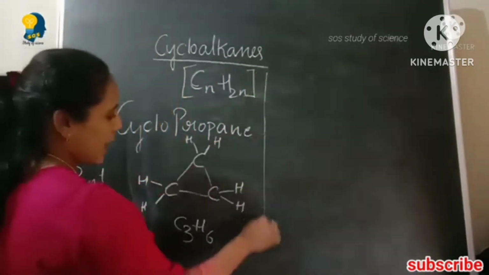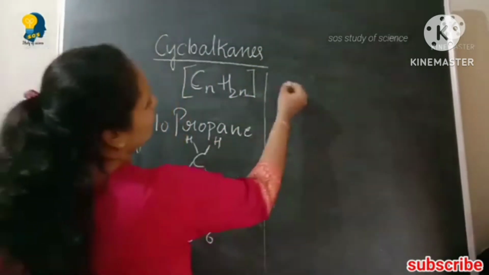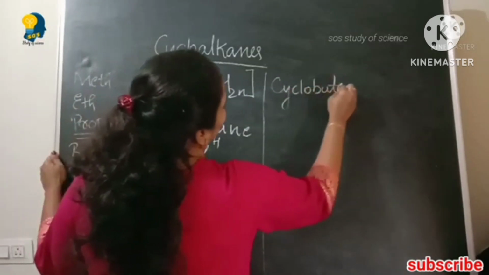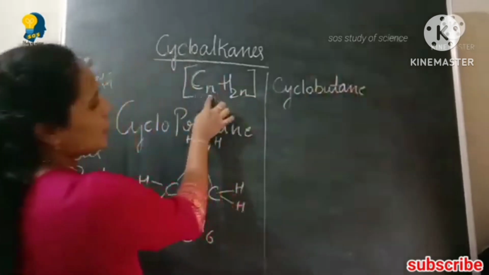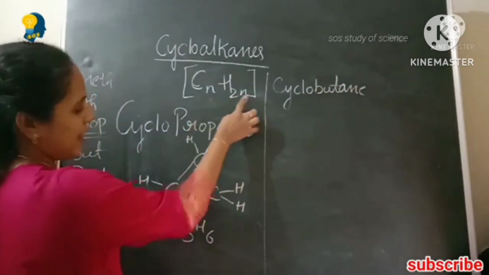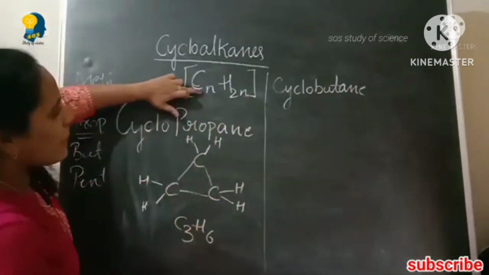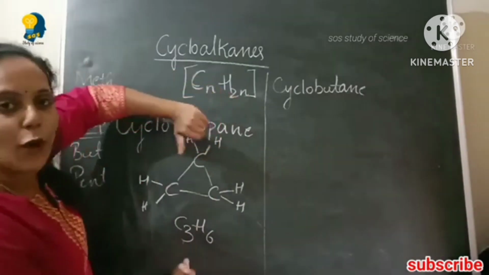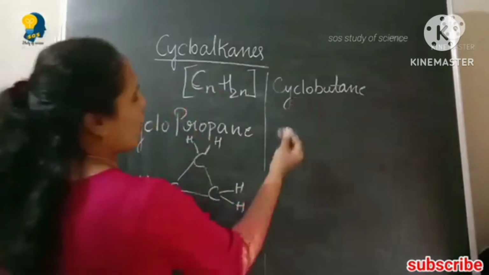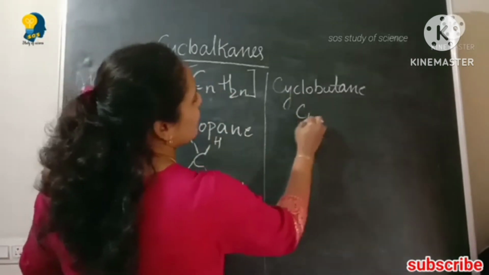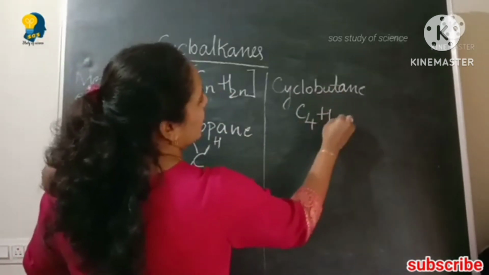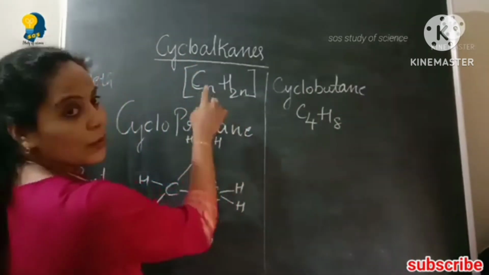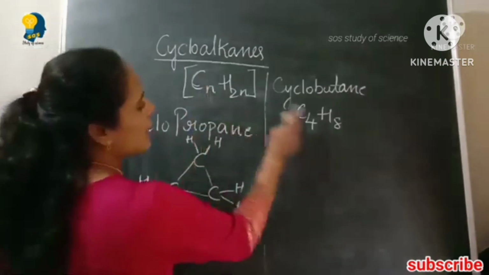I am going to teach you the next member, that is cyclobutane. Cyclobutane is the next member. So but means n is equal to how much? 4, right? So 2 fours are 8. Here I forgot to tell you, for the third member, C3H6, you can also work out the formula like this. So for cyclobutane the formula is C4H8, because n in the place of but is equal to 4. So C4, 2 fours are 8.